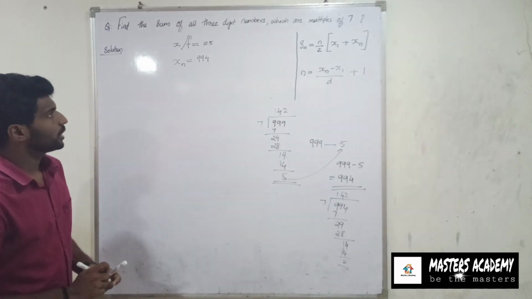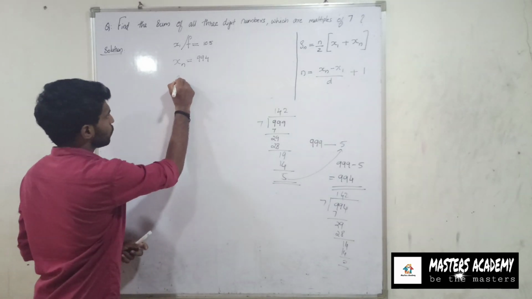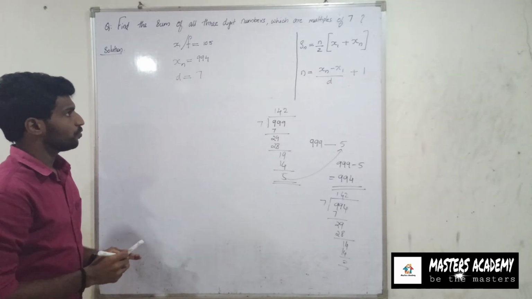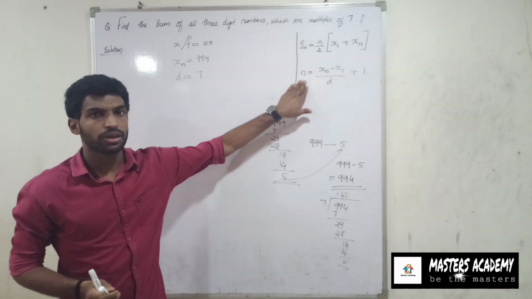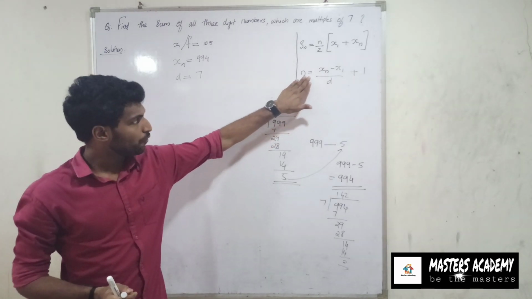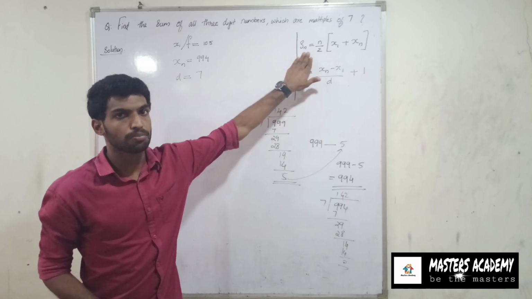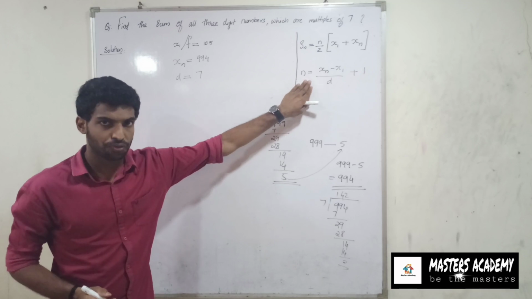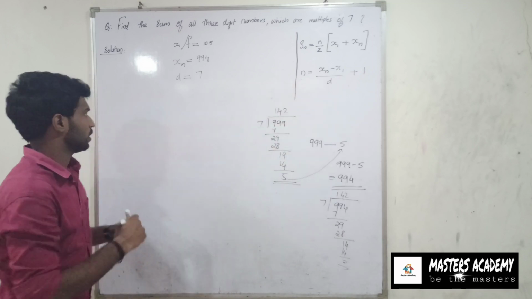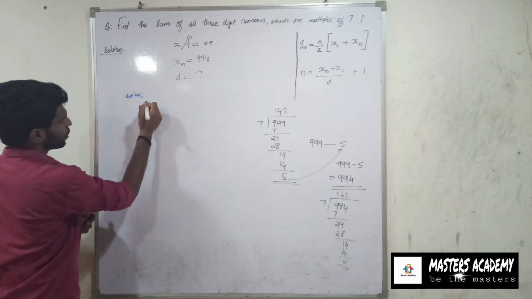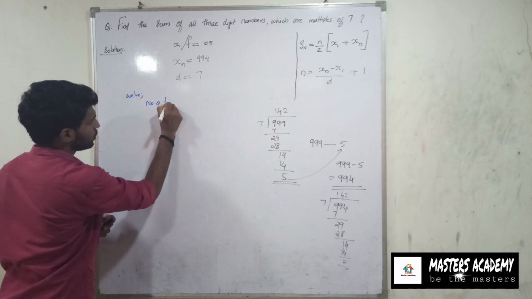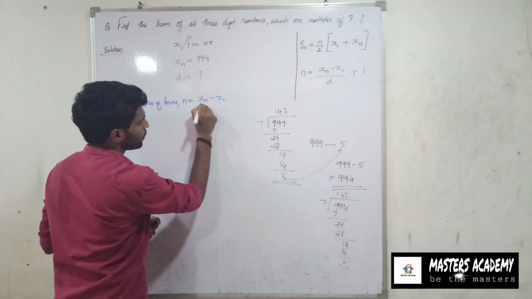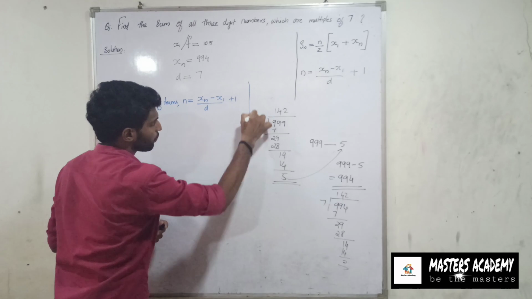Now we have to write d, the common difference, equal to 7 itself. Now first we have to find out n, that is the number of terms. Then after finding n, we have to find the sum of first n terms. Before finding the number of terms, first write this equation: number of terms n equal to xn minus x1 by d plus 1.